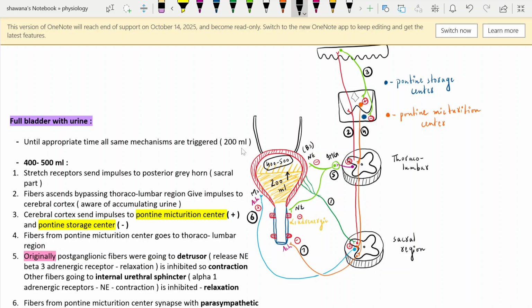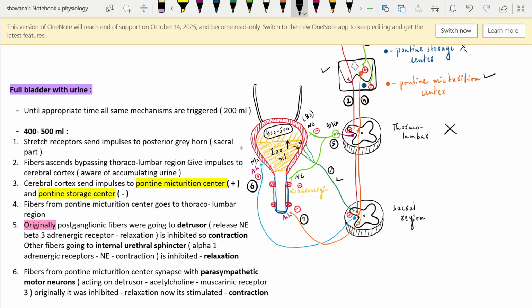Third step is that the fibers from the cerebral cortex will descend towards the pons, and they will promote the micturition center and they will inhibit the pontine storage center, because now we do not want to store the urine anymore, right? We need to micturate. So the micturition center has been stimulated and the pontine storage center has been inhibited. Fibers from the pontine micturition center will descend. This is the fourth part, and they will go towards the thoraco-lumbar region of the spinal cord.